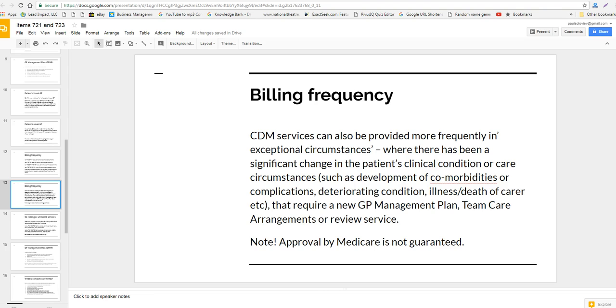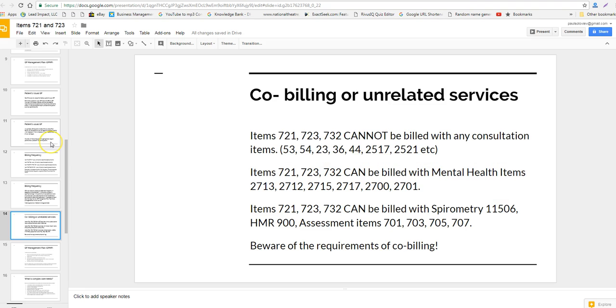Please note, approval by Medicare is not guaranteed. Notating exceptional circumstances on a Medicare billing form doesn't guarantee that Medicare will pay for that care plan. So be prepared for that.